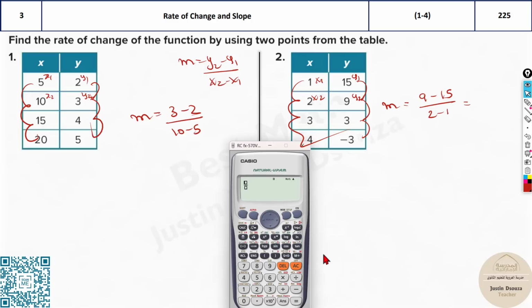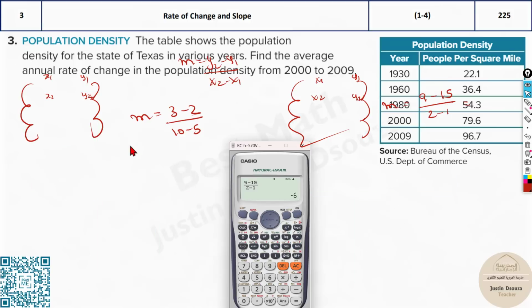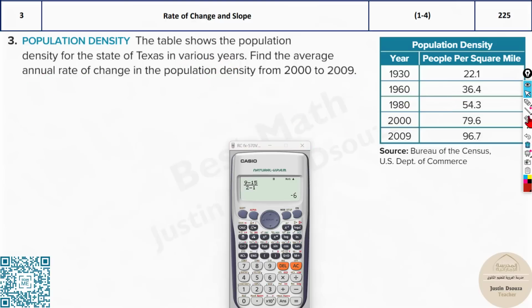Here, you do the same thing. Fraction 9 minus 15 divided by 2 minus 1. It'd be minus 6. That's the answer. You can easily do it. Those are the answers.